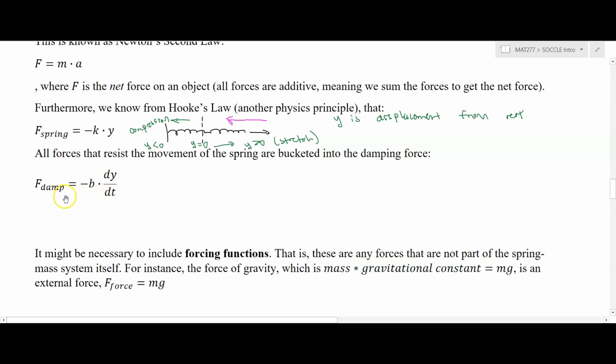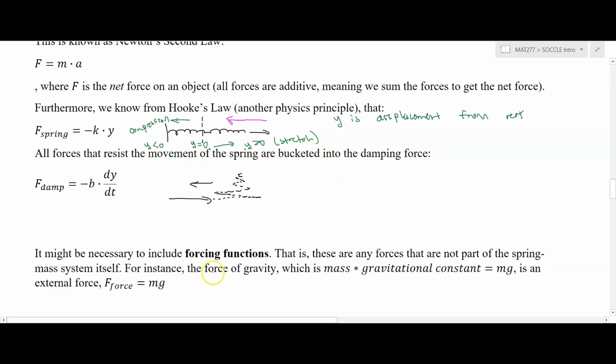Now, all forces that resist movement of the spring are bucketed into the damping force. So we'll say the damping force opposes velocity. For example, if that spring is moving this way, the damping force will proportionally slow it down, right? So it's still going to allow that spring to move this way, but it's going to start to slow it down until it goes back, and it's going to slow it down until eventually that spring stops moving and stays fairly stationary.